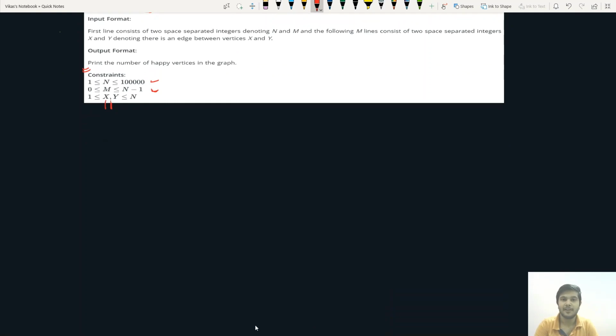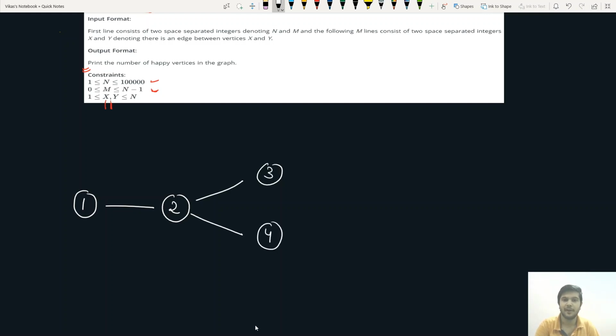Now let's take an example for a better understanding of the question. So let me draw a graph. Node 1 is connected with node 2, node 2 is connected with node 3, and node 2 is connected with node 4. Let's say this is our graph. We need to find the total number of happy vertices. So this is our master parent, let's mark it as MP because it has the lowest value in the connected component of the graph.